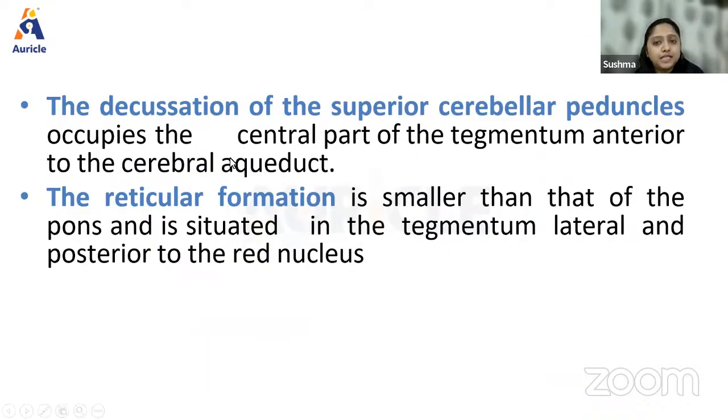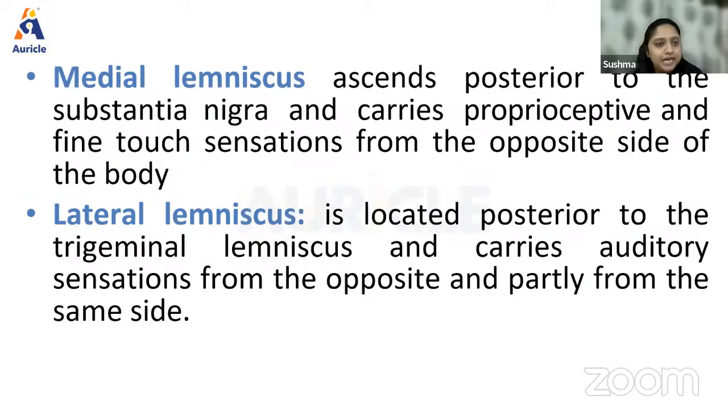Then, the decussation of the superior cerebellar peduncles occupies the central part of the tegmentum. Okay, the reticular formation is smaller than that of the pons. We don't have to go into detail about this. Then we have the medial lemniscus. What is the medial lemniscus? It ascends posterior to the substantia nigra, and it mainly carries the proprioceptive and fine touch sensations from the opposite side of the body.